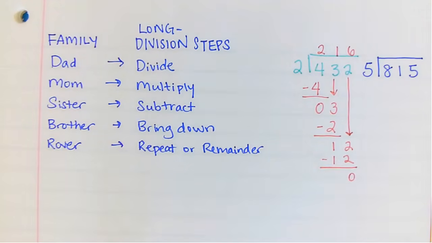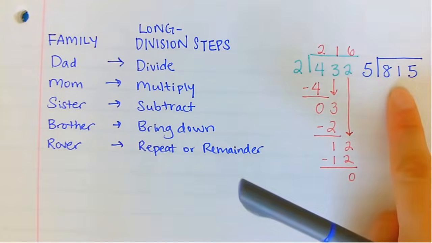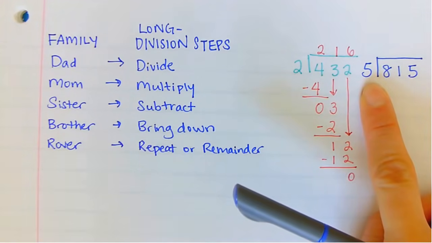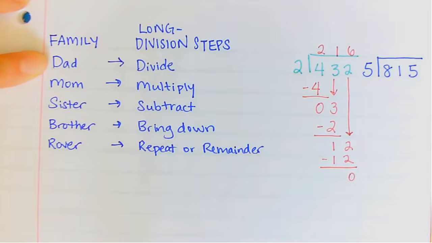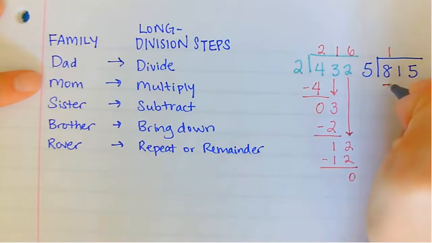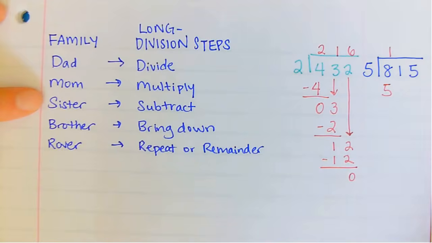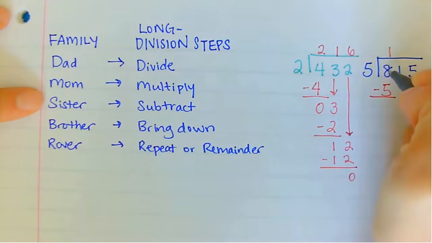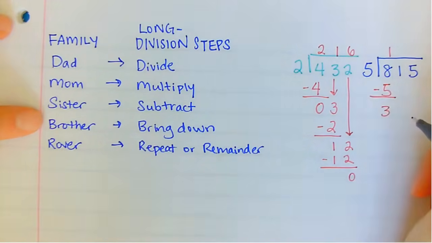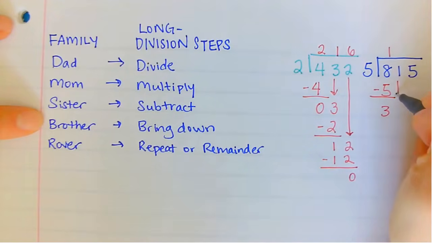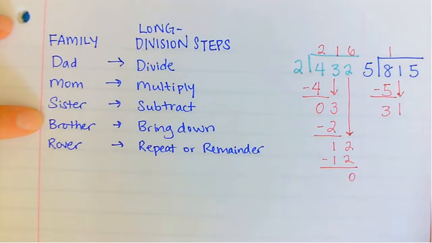Let's try one more problem. So we have 815 divided by 5. The first step, dad says divide. So 8 divided by 5 is 1. Mom says multiply. So 5 times 1 is 5. Sister says subtract. 8 minus 5 is 3. And brother says bring down. So we're going to bring down the 1 right next to the 3. And Rover says repeat. Again, dad says divide.